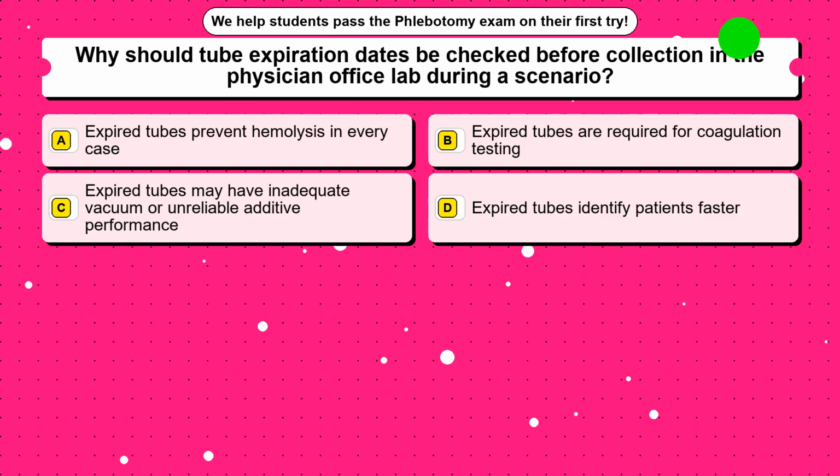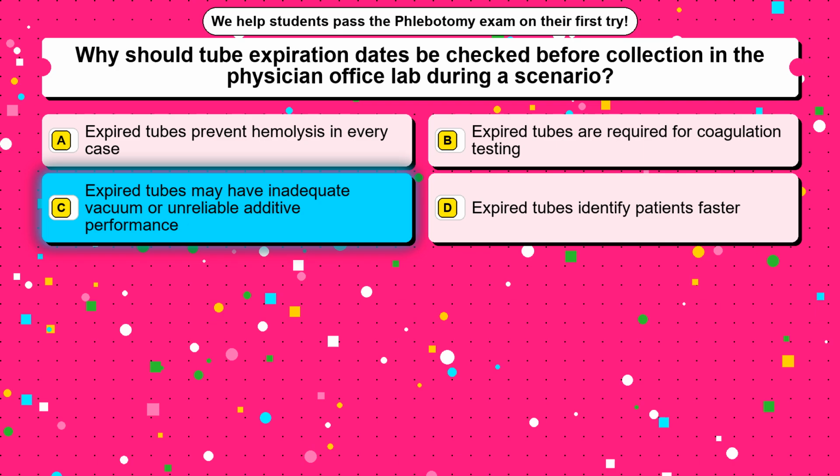Question 71. Why should tube expiration dates be checked before collection in the physician office lab during a scenario? Option A. Expired tubes prevent hemolysis in every case. Option B. Expired tubes are required for coagulation testing. Option C. Expired tubes may have inadequate vacuum or unreliable additive performance. Option D. Expired tubes identify patients faster.